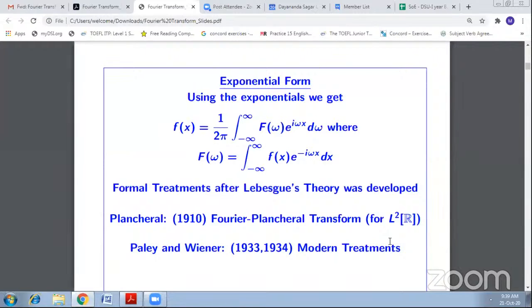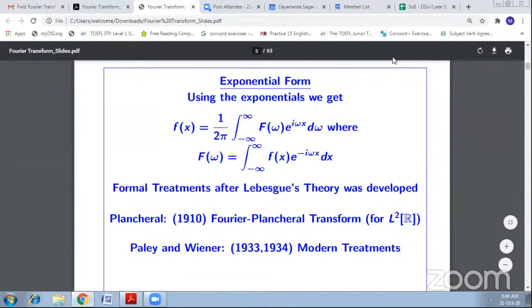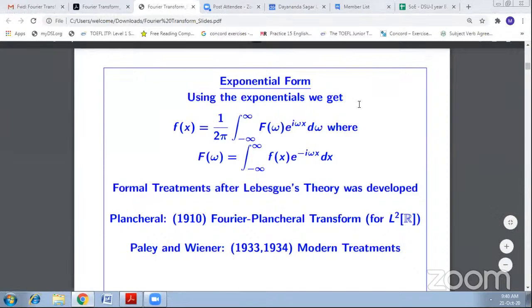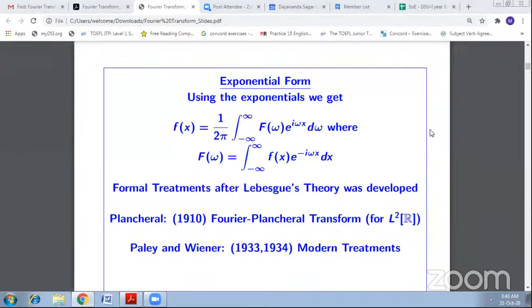The reason is obvious, because at the time Fourier did his work, the theory of integration, of definite integrals, was not at all developed. It came after Fourier, when Riemann developed definite integrals, and subsequently a formal theory of measure and integration was developed by Lebesgue in the beginning of the 20th century. It is only after that that things started getting formalized and proper mathematical treatments were given to these ideas.